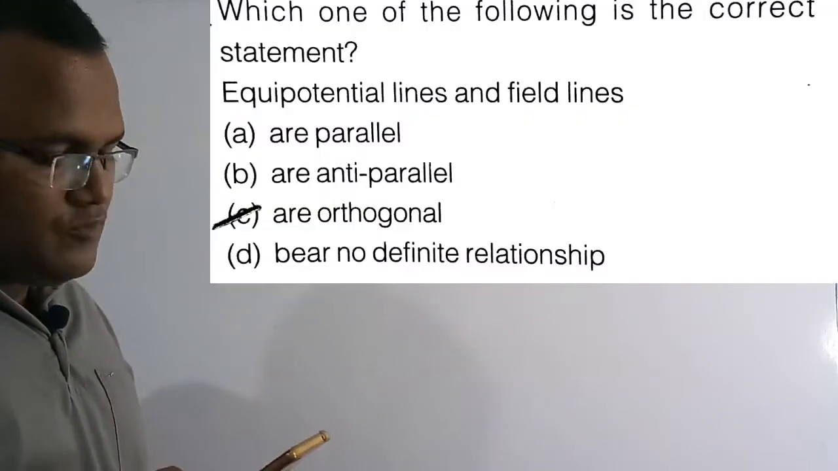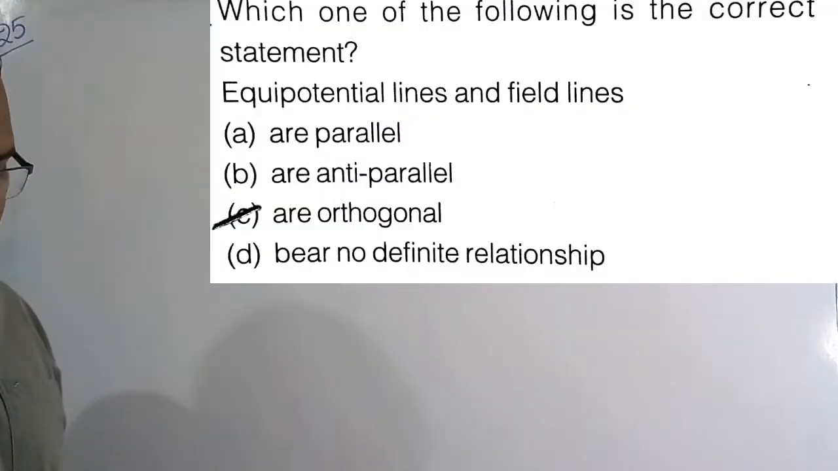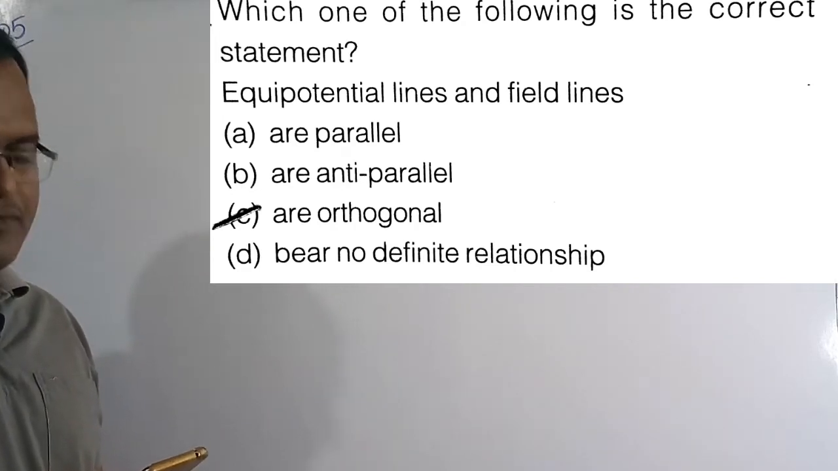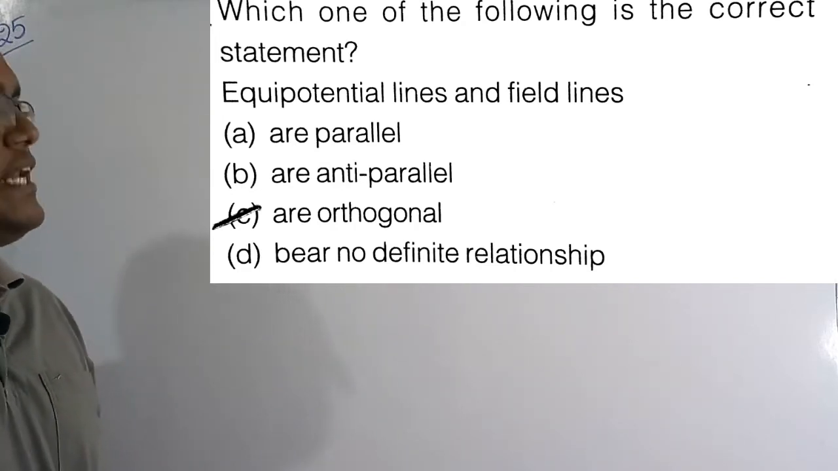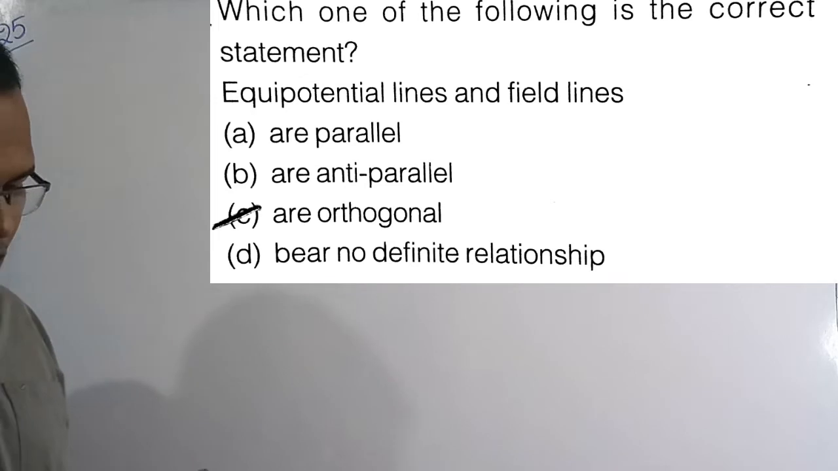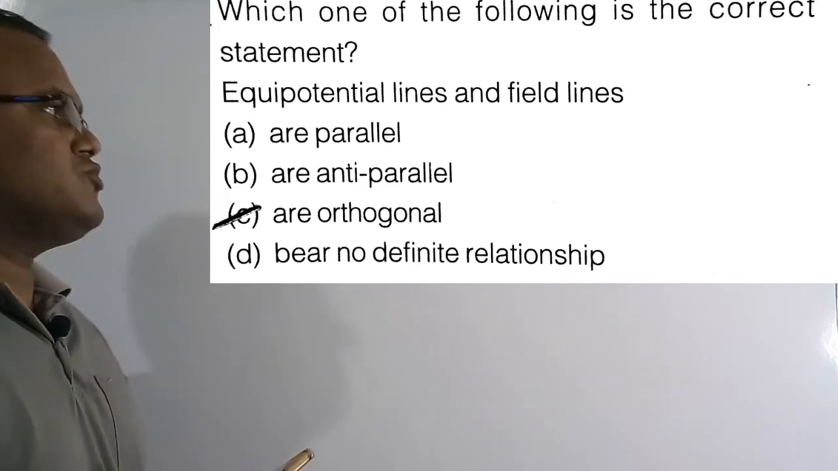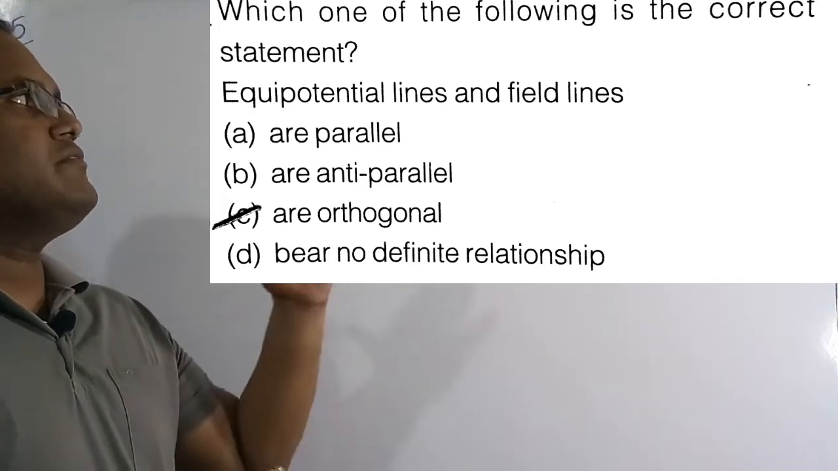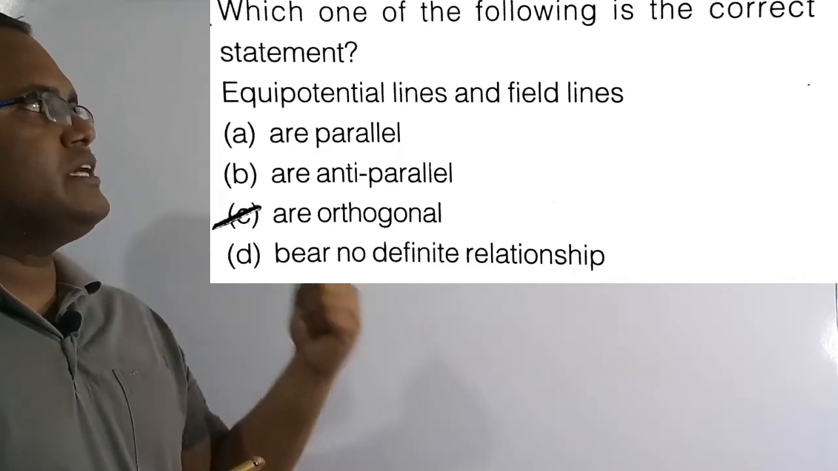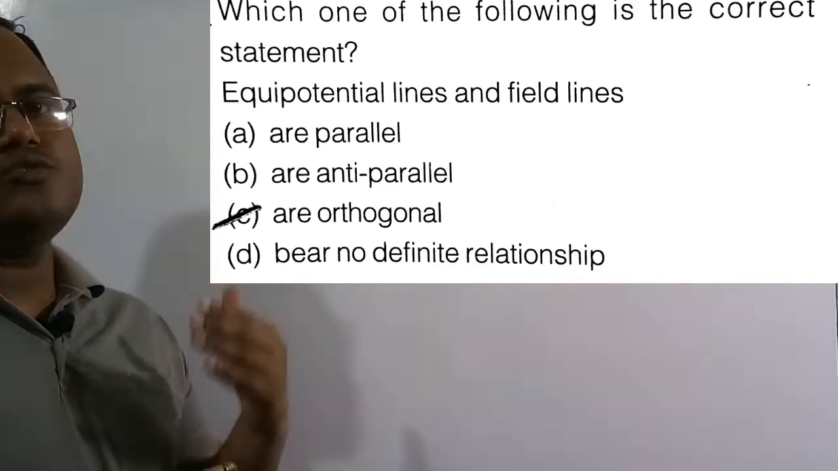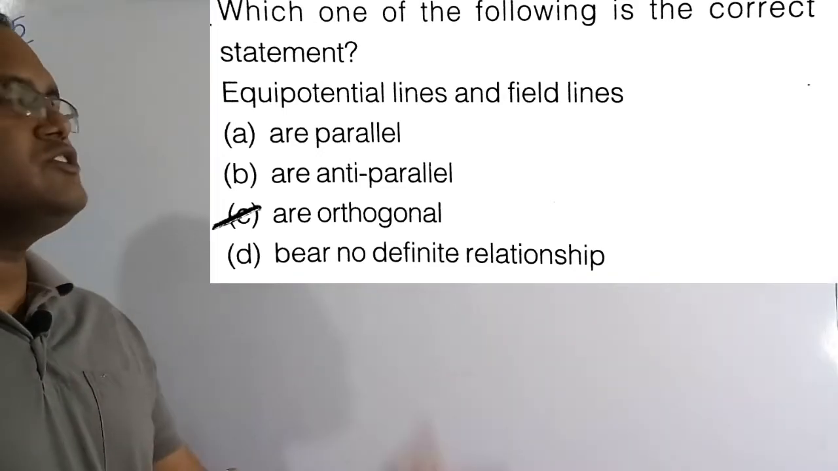So now we are going to solve the 25th question. See the question here. Which one of the following is the correct statement? Equipotential lines and the field lines: out of these four options, option C, they are orthogonal to each other. Means the electric field and the equipotential surfaces are always orthogonal to each other. So now we'll discuss the solution.